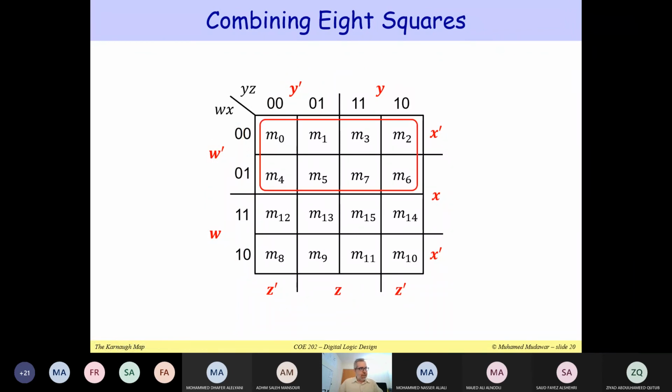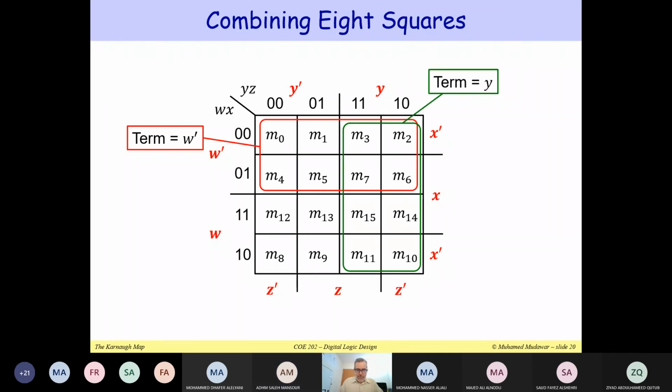You tell me, if I combine 8 adjacent squares, what's the term? This is W prime. Exactly. The term is W prime. If I combine these 8 adjacent squares, what do I get? Y. It's actually very clear. How about if I combine these which are on the boundary? Z prime. So this is basically how we can combine 8 adjacent squares inside the 4-variable Karnaugh map.